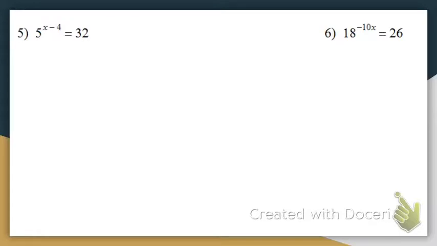So let's do this one together. Step 1 says to isolate the exponential expression. It's already isolated. I know there's that -4 up there in the top, but it's not bothering the expression. It's actually in the expression. So we don't need to worry about that -4 quite yet. Step 2 is to take the log of both sides. So on your paper as well, please rewrite this expression, and let's write log in front of both sides. Log of 5 to the power of x minus 4 equals log of 32.